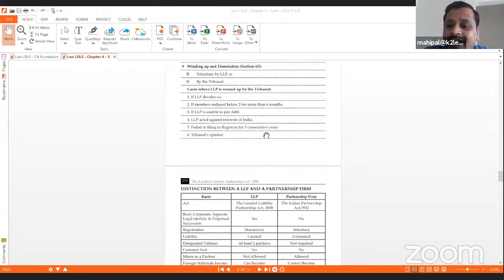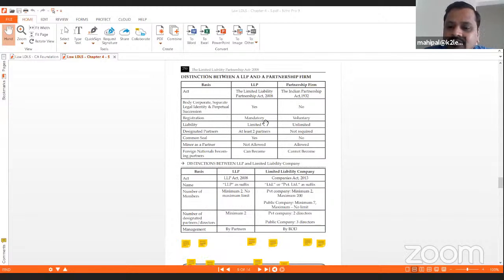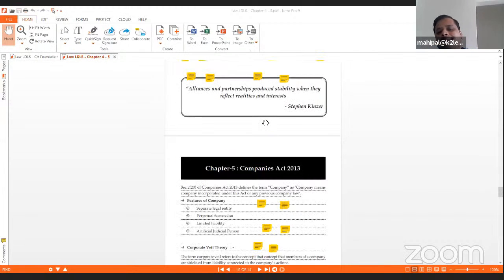And the ways in which an LLP can be dissolved. Number 1, voluntarily. Number 2, by the Act. By the Act, it can happen if the number of members is reduced below 2 and it continues for more than 6 months, if the LLP is not able to pay its debts, if the LLP is acting against the interest of India, if it has failed to file returns with the registrar for 5 continuous years, and at the option of the court, the LLP can be dissolved. Am I clear? Hello, am I clear?